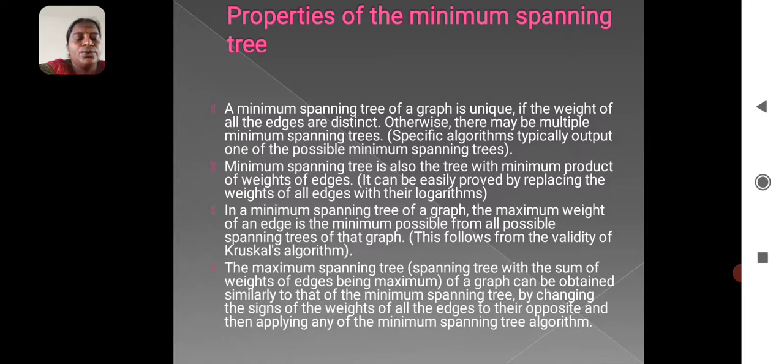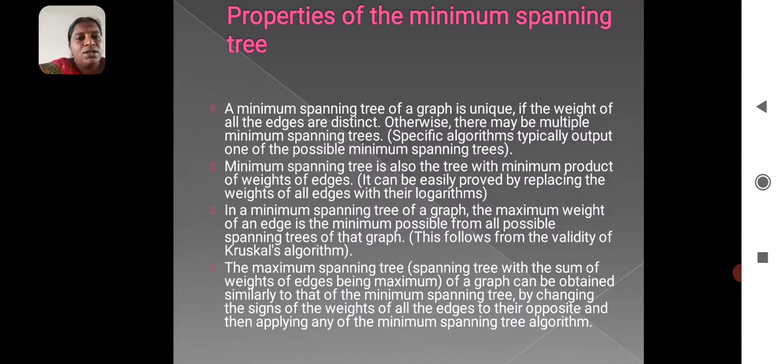Now we are going to see the properties of a minimum spanning tree. A minimum spanning tree of a graph is unique. If the weights of all the edges are distinct, there may be multiple minimum spanning trees. If the minimum spanning tree is also a tree without minimum product of weight of edges, it can easily replace the weights of all the edges. In a minimum spanning tree, the maximum weight of an edge is the minimum possible from all possible spanning trees of the graph.